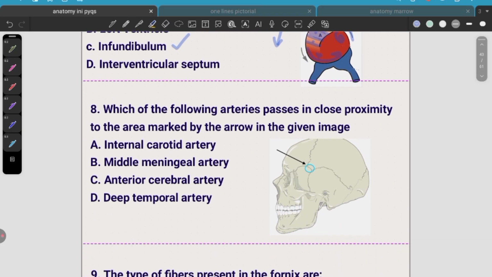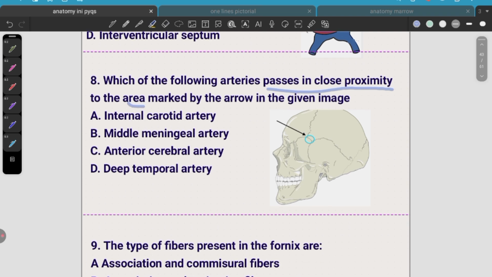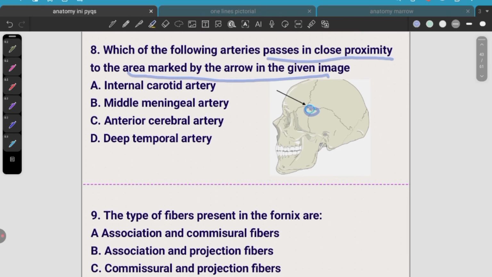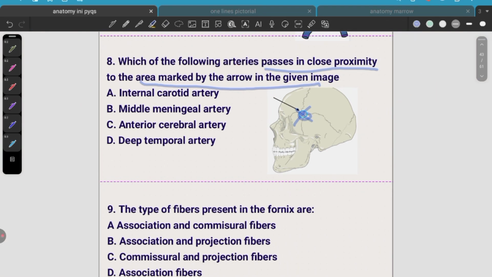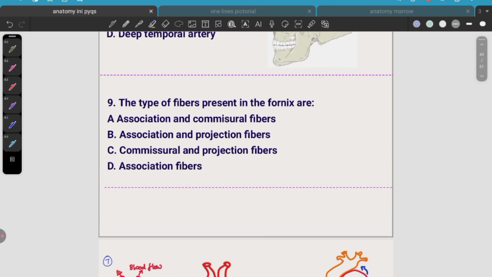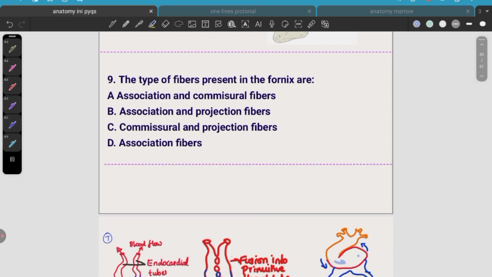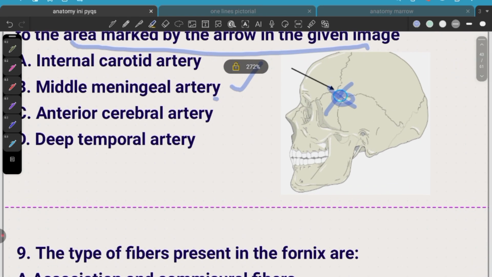This is also a repeated question, eighth one. Which of the following arteries passes in close proximity to the area marked by the arrow? They have marked pterion. We have already learned that if there is fracture of this area, which artery will get injured? This is the middle meningeal artery. Ninth one, if the middle meningeal artery gets injured, which type of hemorrhage can be seen? It is extradural hemorrhage or epidural hemorrhage.